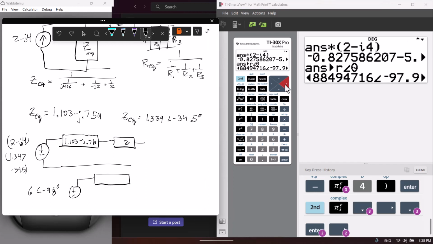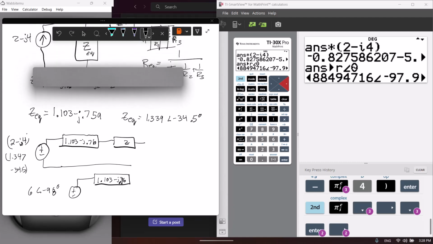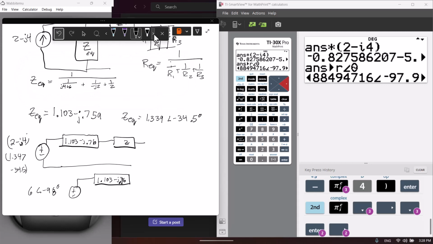And then it's very easy to see what my impedance needs to be that I need to add in order to make this real. In order to make this real, I need to make the imaginary part go away. Well, the imaginary part is negative J.76, and so I need to add a positive J.76.